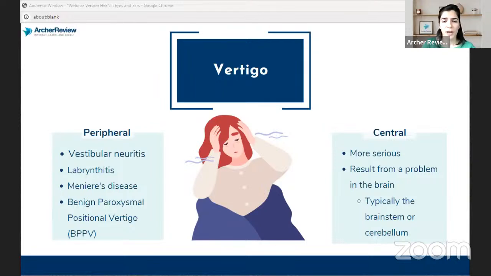In central vertigo, it's definitely more serious. So if you're suspecting central vertigo, it can have more serious causes like things like brain trauma or stroke. It's typically originating in the brainstem and the cerebellum. So this is definitely something you're not going to be managing. You want to get them over to the specialist. But deciphering between peripheral and central is going to be helpful in your exam.